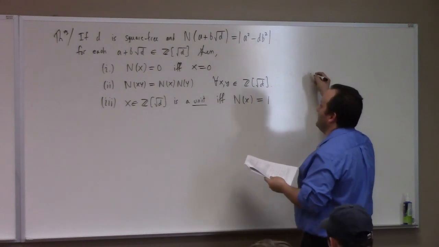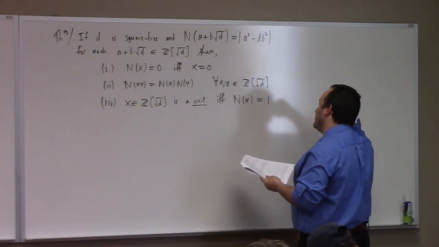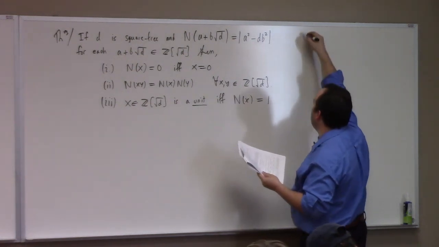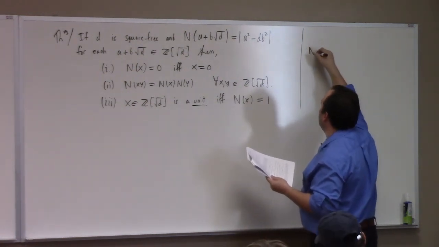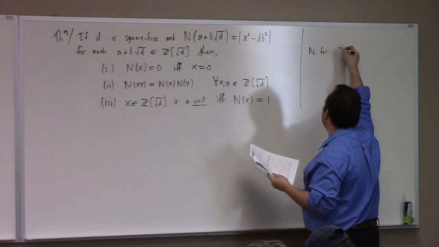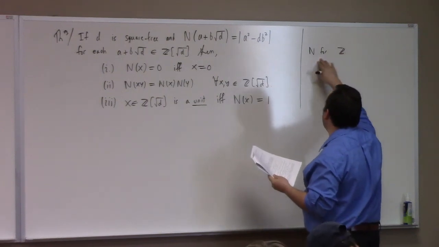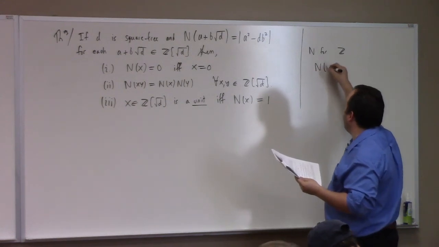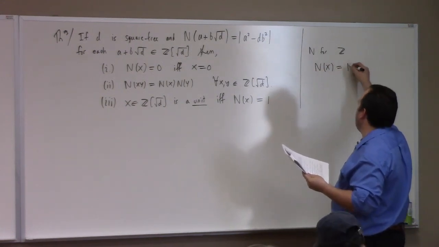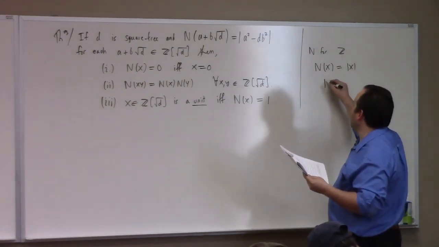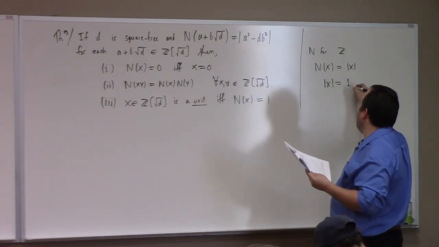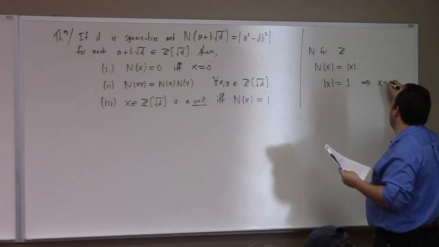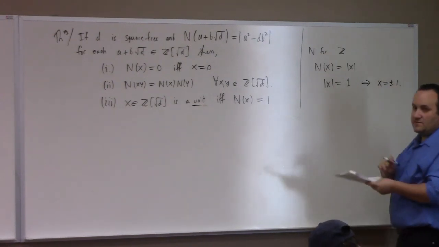For example, well, this is cheating, but it extends the concept a bit. What would the norm be for the integers? What's the norm of an integer? Absolute value, just absolute value, right? And if you set the absolute value of x equal to 1, what do you get? Yeah, those are the units in the integers.